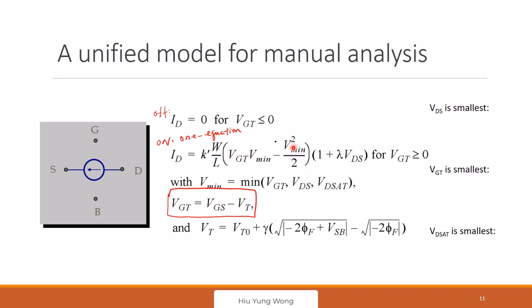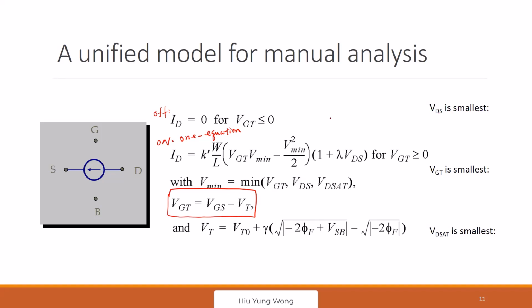This looks very much like the linear mode equation, okay? But what is Vmin? The summary is so simple. Vmin is the minimum of VGT, which is VGS minus VT, or VDS, or VDSat. If you cannot see it now, let's do it one by one. What if VDS is the smallest?